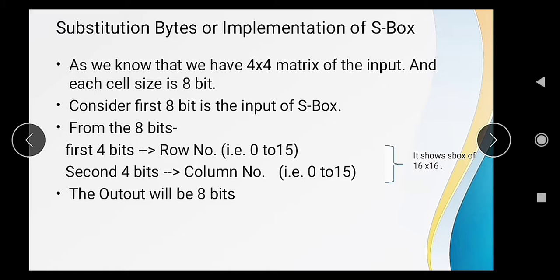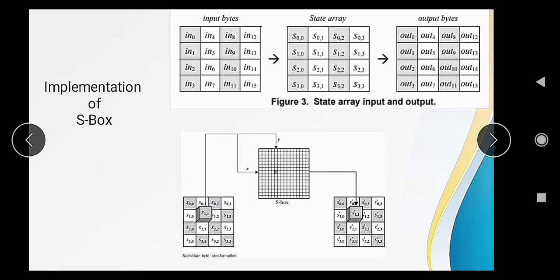Now the output will be again 8 bits. Means from the first cell of the input we use 8 bits, that will be processed using an S box, and will generate an output of 8 bits again. So this is the process. That process can be seen here. We have initial bytes, state array, and output bytes.